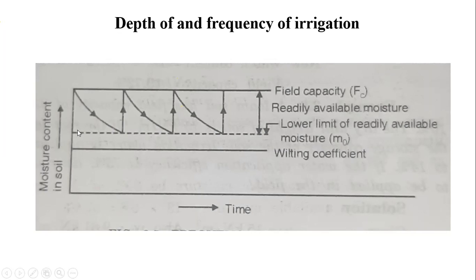So this dashed line, the dotted line, indicates the lower limit of readily available moisture. That is when we observe that the moisture content has been depleted and reduced, and when it reaches this point, then we have to start the irrigation. Now when we start the irrigation, within an hour for drip, we are assuming that in such a short time interval we are able to enhance the moisture content up to the field capacity.